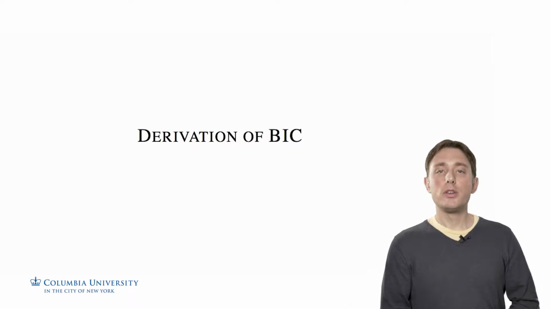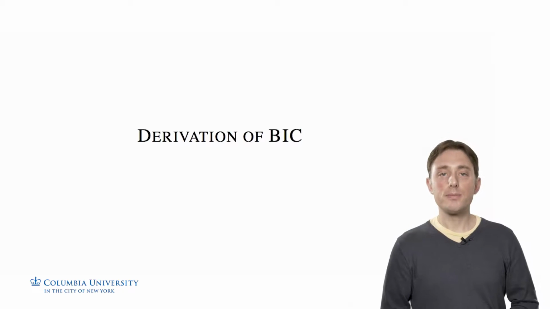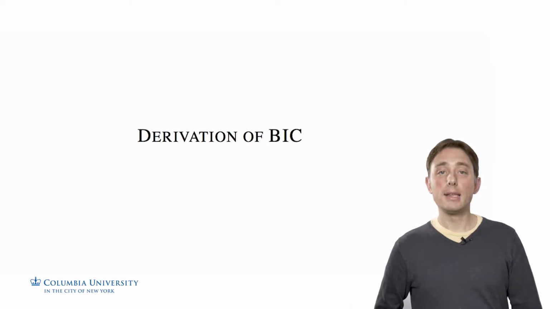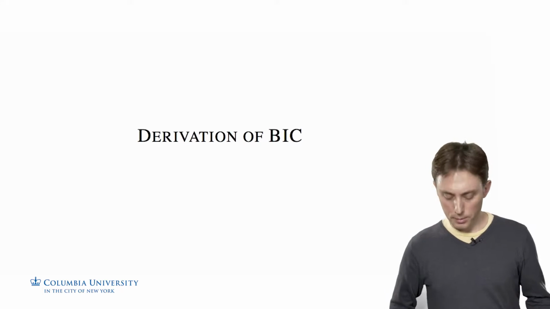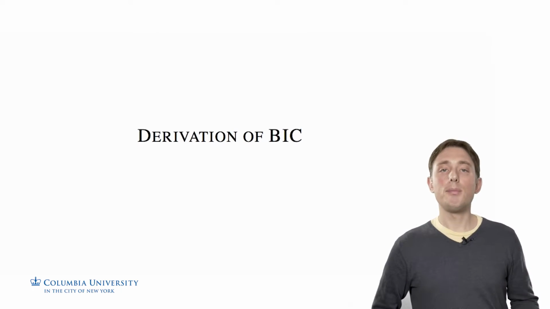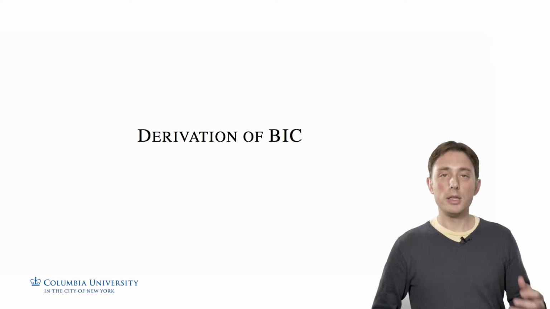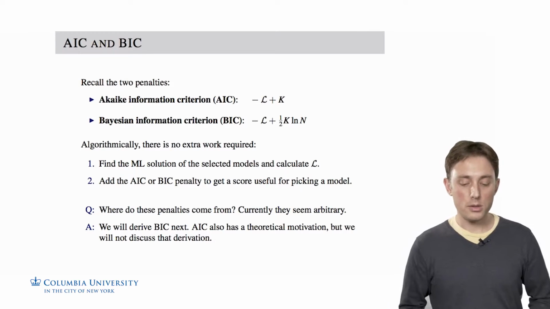In the rest of this lecture, I want to discuss the derivation of the BIC in more detail to show where the motivation is for adding this penalty. These numbers aren't simply pulled out of thin air. There's a mathematical reason why we're adding these penalties for these two criteria. They both have their separate motivations.